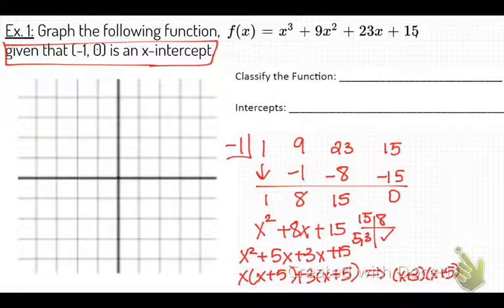Okay, so I have a few things to answer. Did I classify my function yet? No. What kind of function is this? What is it called? What degree does it have? Third degree.